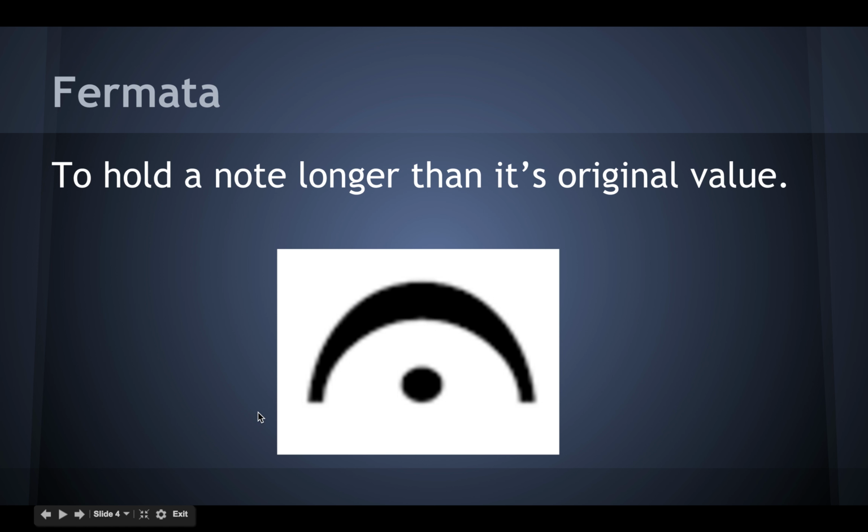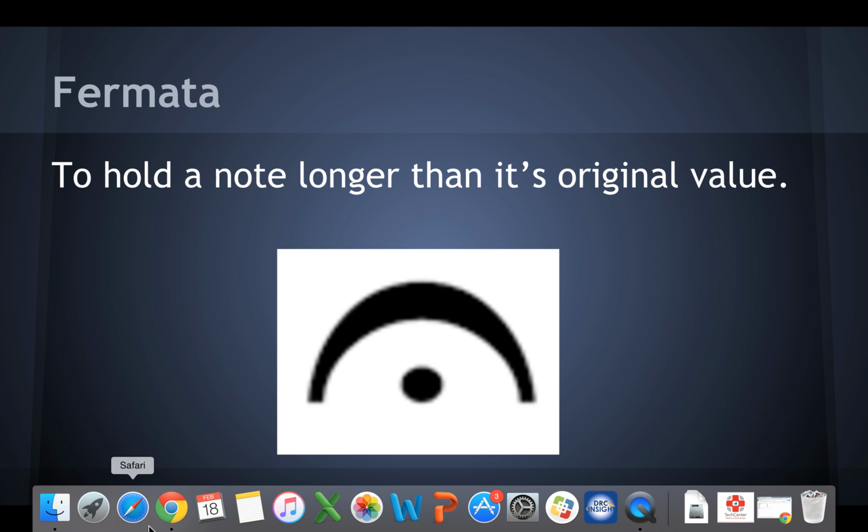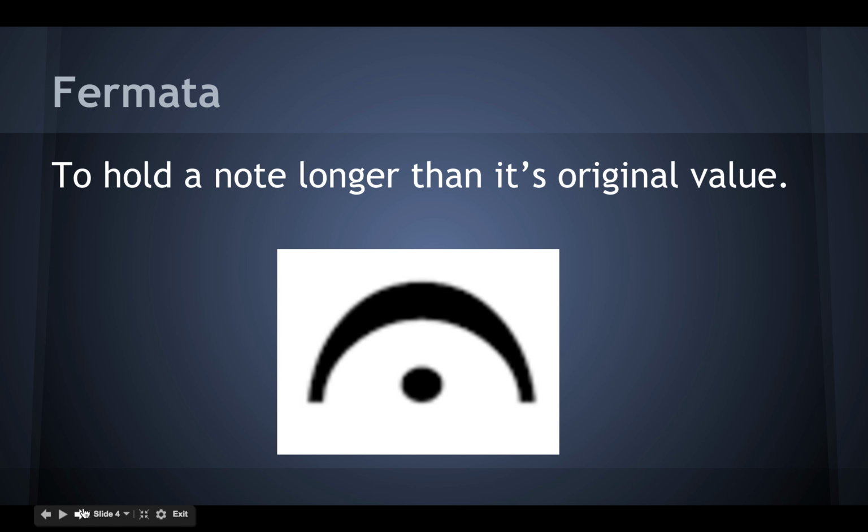A fermata, all three of my grades have seen this in your music this fall. We sang music that had a fermata in it, and this is a note that you hold longer than its original value. Typically, you would hold it until the conductor tells you to stop singing it. So it's not a certain length of time or a certain number of beats extra, it's until the director decides to stop the note.